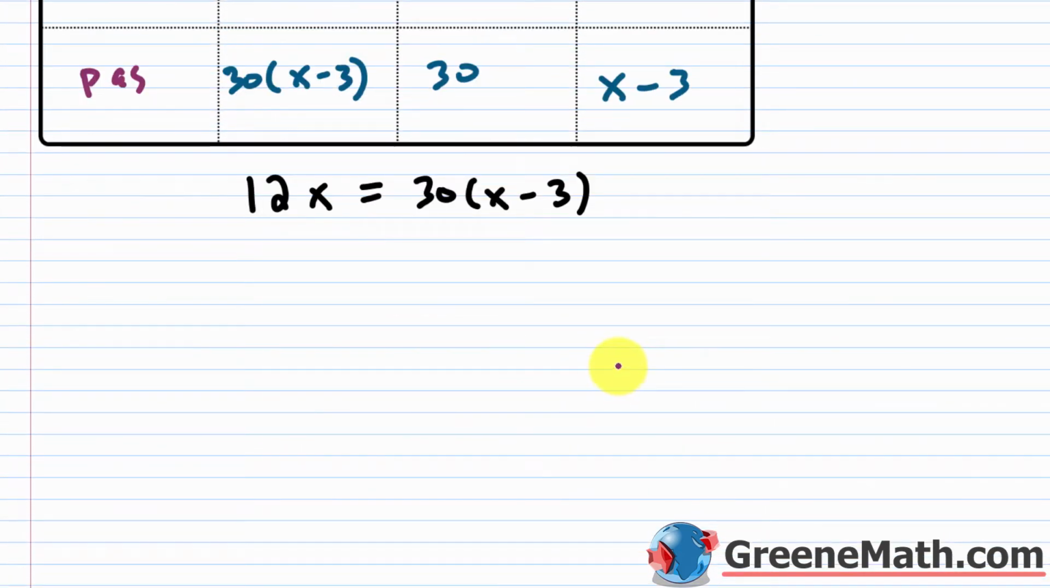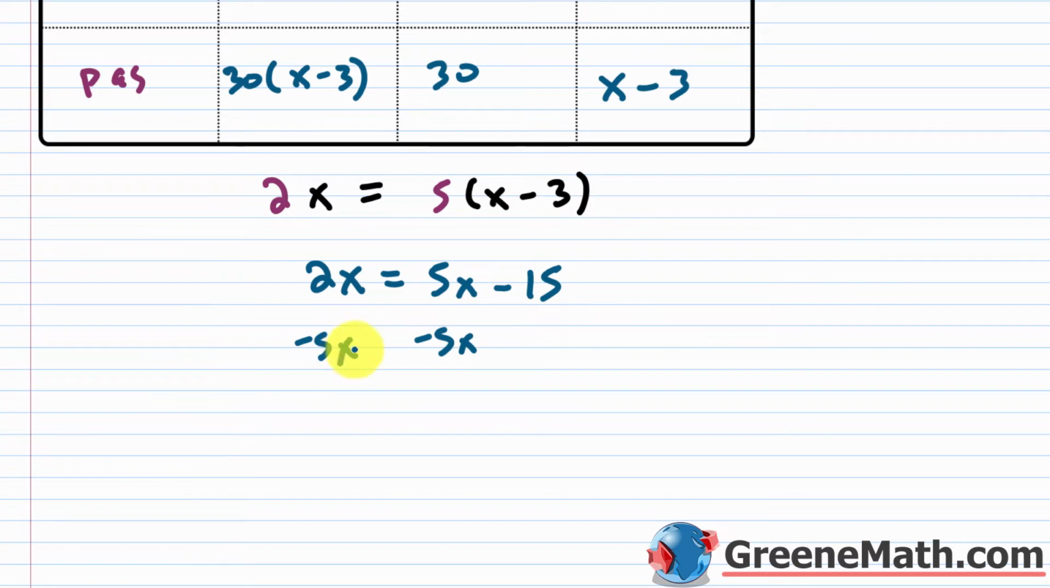If you want to simplify this a little bit before you start, you could divide both sides of the equation by 6. So this would make this 2, and this would make this 5. I realize that if you're using a calculator, it's a waste of time. But again, if you want to work with smaller numbers, it might be something you want to do. So this is 2x is equal to 5x minus 15. Let's subtract 5x away from each side of the equation. And so this is going to cancel. So 2x minus 5x would be negative 3x. And this equals negative 15.